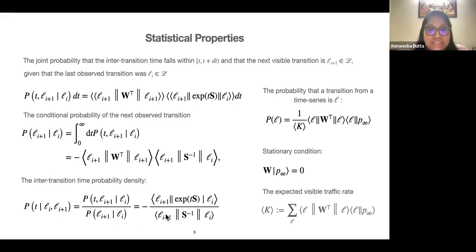I'm not going into the details of how we compute these quantities, but it is done by solving the first passage time problem for the extended matrix. We can also compute the probability that a transition from a time series is L. These are the different statistical properties that we can extract by solving the master equation for the extended stochastic matrix.